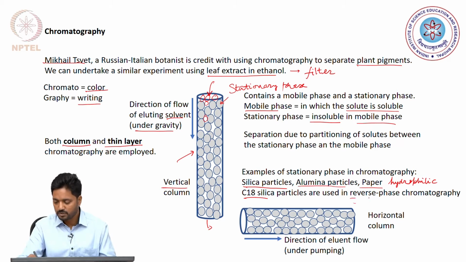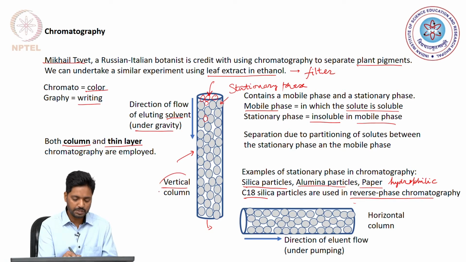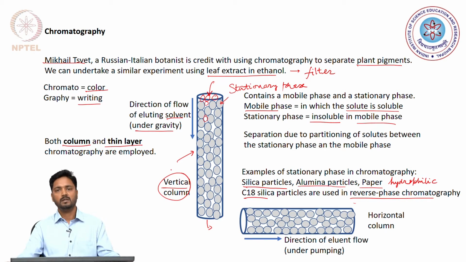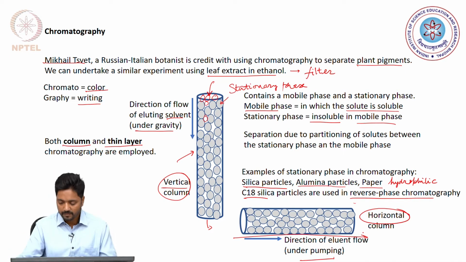a reverse phase chromatography. Now, typically we will be using the column in a vertical position. However, under pumping conditions, we can even keep the column in a horizontal position and pump the eluent from, say, left to the right of the column. In this case, we are not getting any benefit from gravity, so we would require a certain pumping action to push the solvent through the particles present in the chromatographic column.